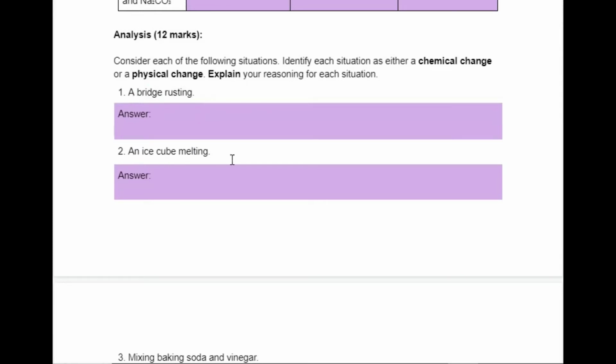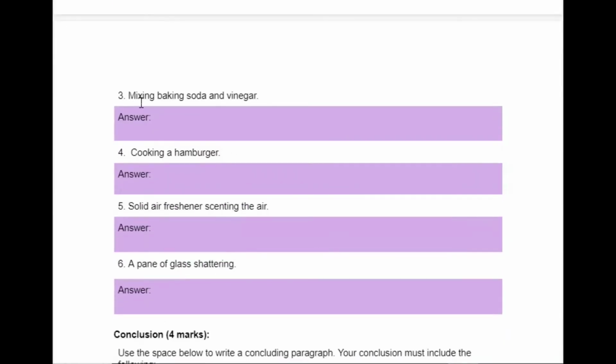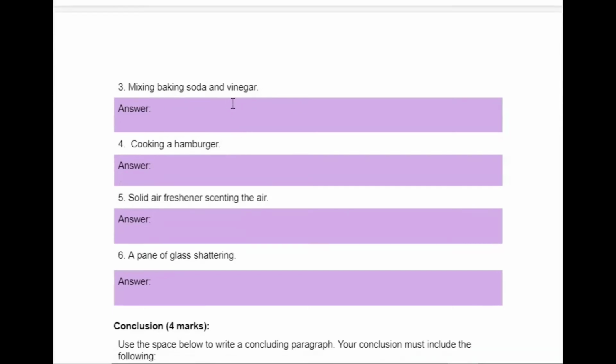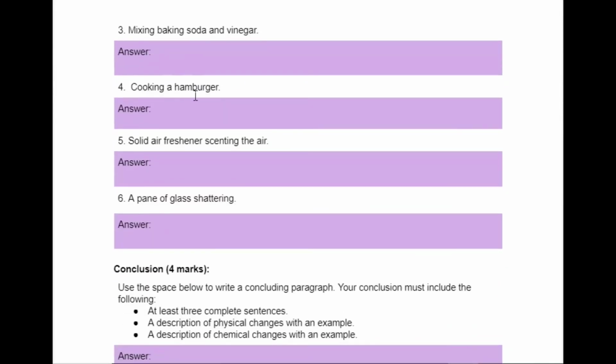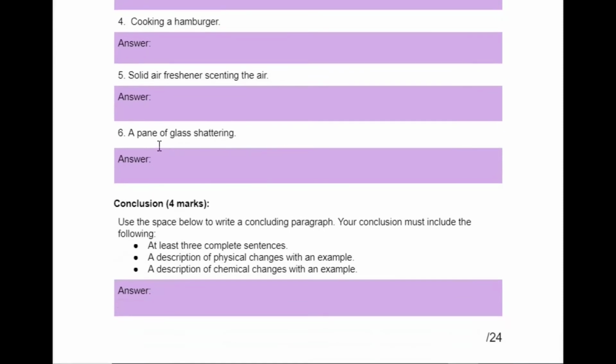The second one is an ice cube melting. The third one is mixing baking soda and vinegar. In fact, if you have these at home, you could do this yourself to see if it's chemical or physical reaction. The fourth one is cooking a hamburger. The fifth situation is solid air freshener scenting the air. And then the last one is a pane of glass shattering.